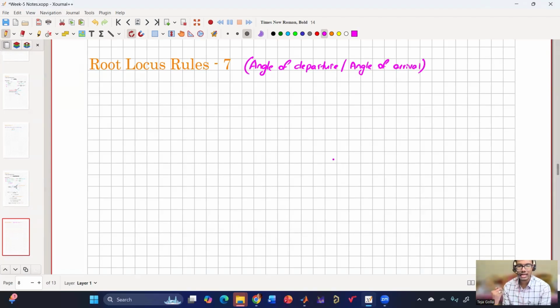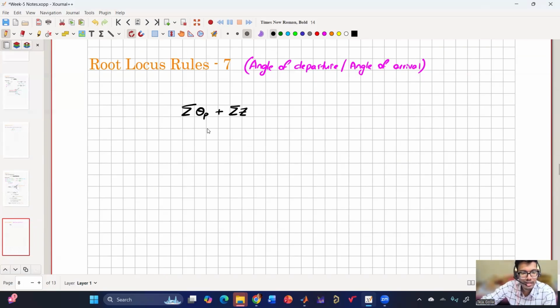So wherever we are departing or wherever we are arriving from, for that pole we have to calculate the angles from the other poles and zeros. So now we will have the angle phi, the net angle of all poles plus the net angle of all zeros.